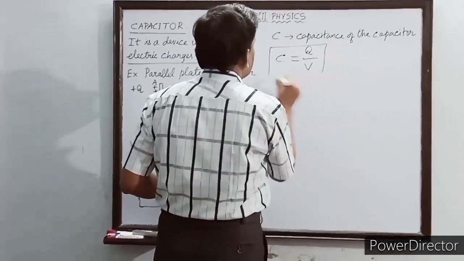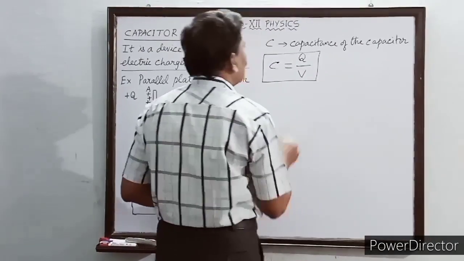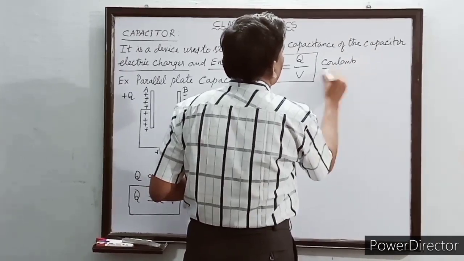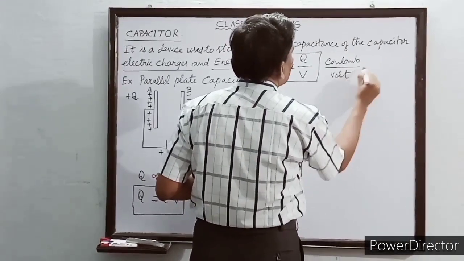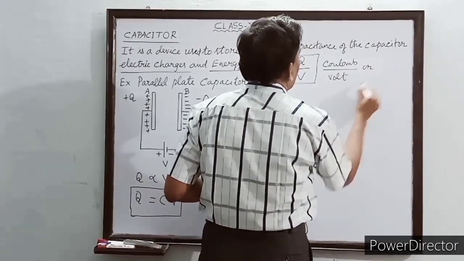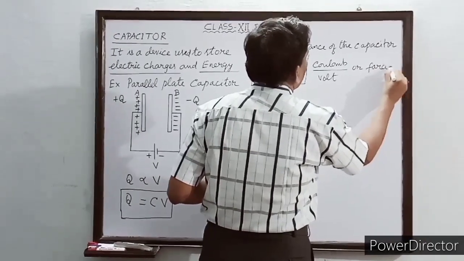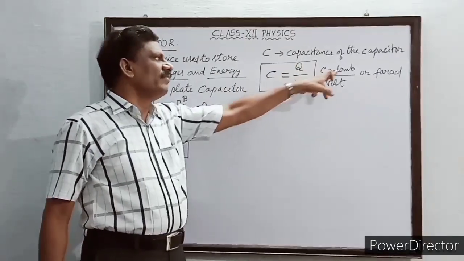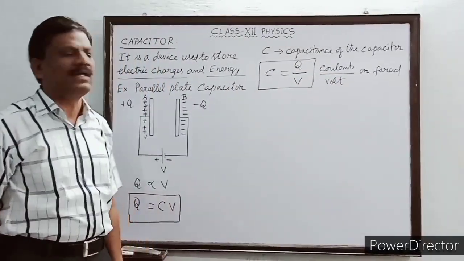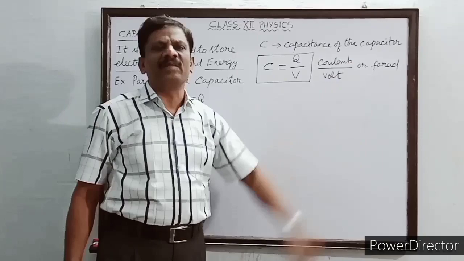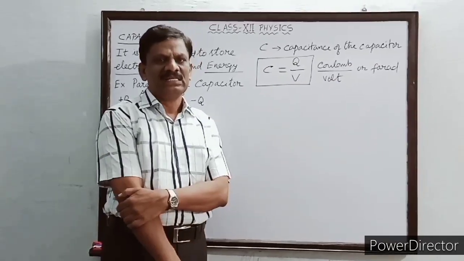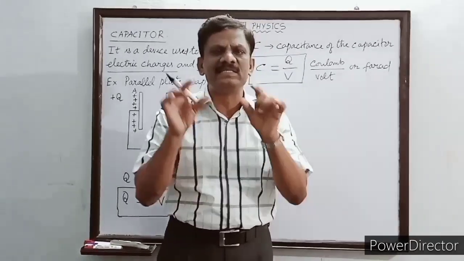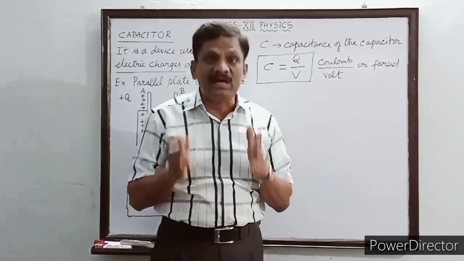So C is equal to Q by V, and Q is in coulomb divided by V in volt. So this is coulomb per volt, or another unit is also used, that is the farad. So by substituting Q and V, the unit we get is coulomb per volt, but the other unit of capacitance is farad.